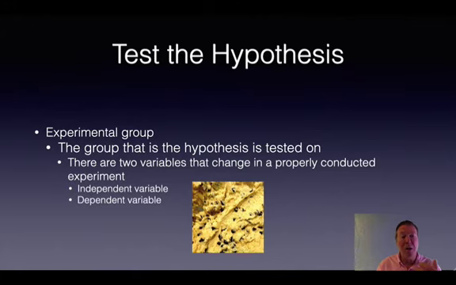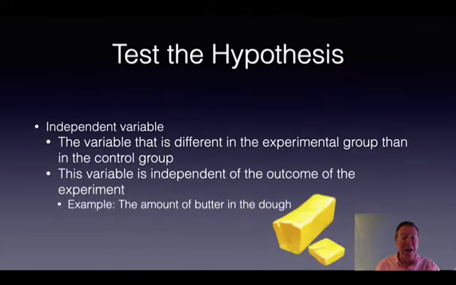Now, what is an independent variable? That's the thing I control. I control the butter. That's the thing that's different. Everything else in the recipe is going to be the same. We're going to do the same bake temperature and time. We're going to put the same amount of flour in, the same amount of chocolate chips, the same amount of sugar, just the butter. The butter will be different. That is my independent variable.